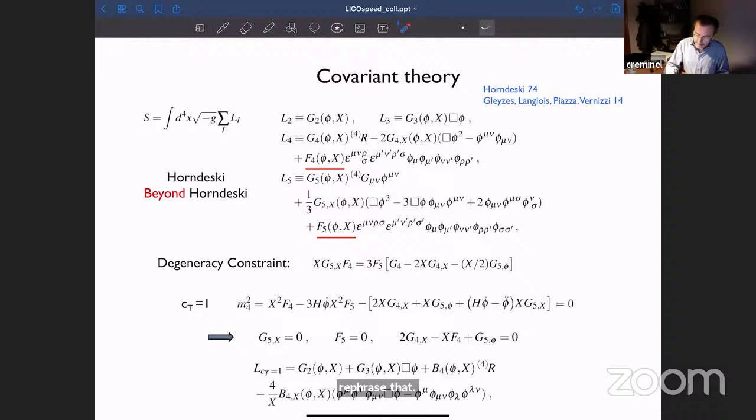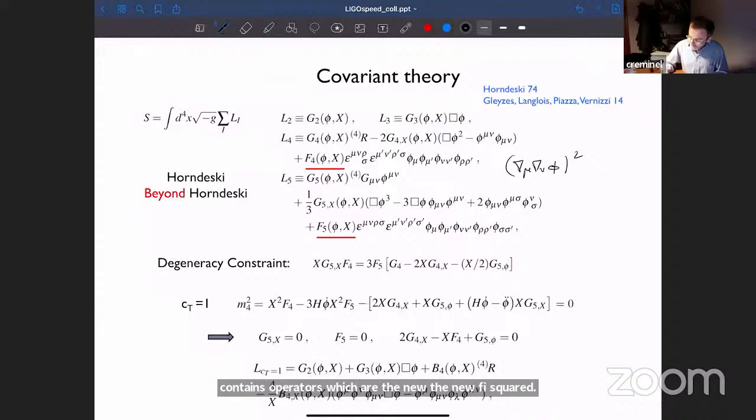Maybe I can explain where the speed of gravitational waves comes from in this language. It comes from the following. You see that this Lagrangian contains many second derivatives of the scalar. In particular, it contains operators which are like (d_mu d_nu phi) squared. But now, I remind you that we are expanding around a background in which the speed of this dark energy field is different from zero. So it's evolving in time.